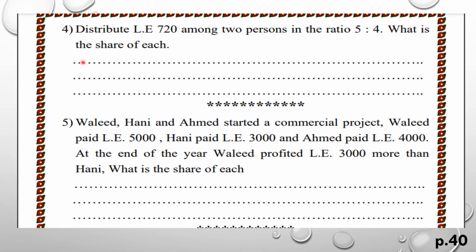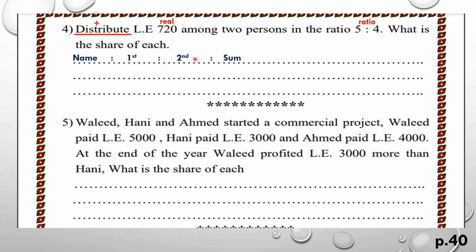Page 40. Number 4. Distribute LE 720 among two persons in the ratio 5 to 4. What's the share of each? Here we have distribute, our keyword, which means plus. This 720, this is the real. And this 5 to 4, this is ratio. So we need to solve using name, ratio, real.